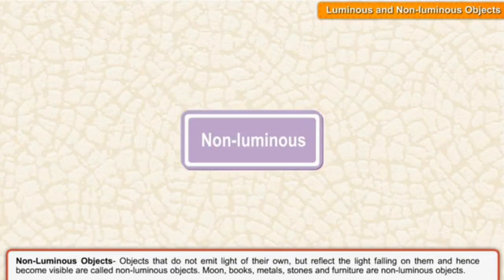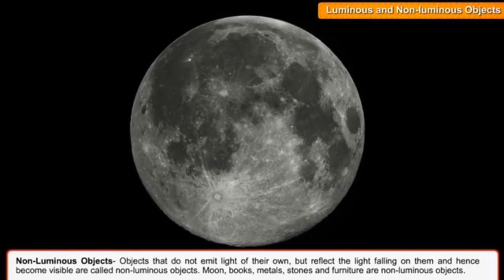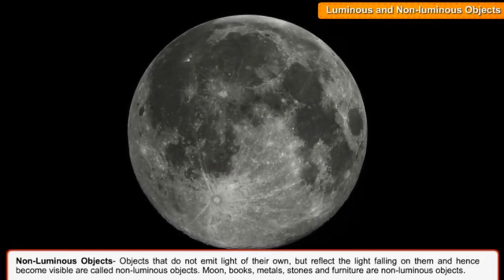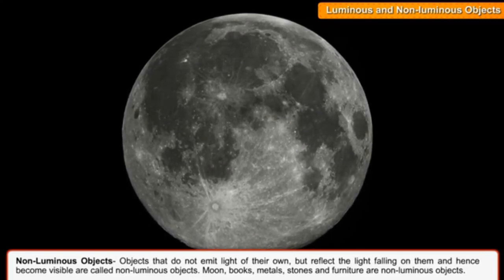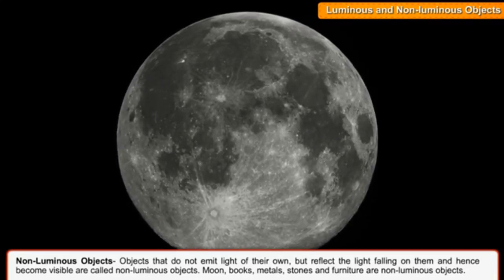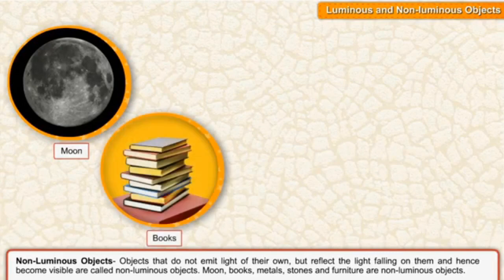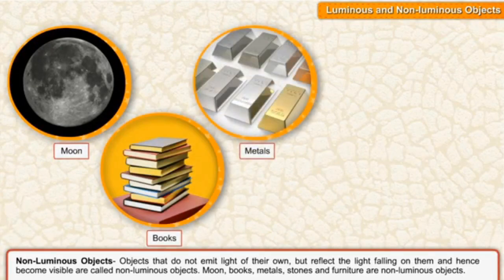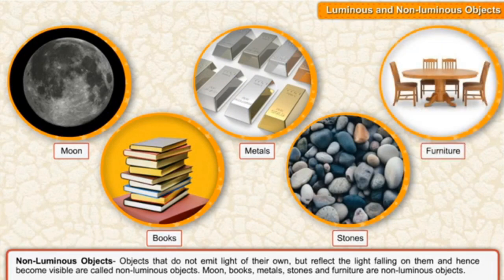Non-luminous objects: objects that do not emit light of their own but reflect the light falling on them and hence become visible are called non-luminous objects. Moon, books, metals, stones, and furniture are non-luminous objects.